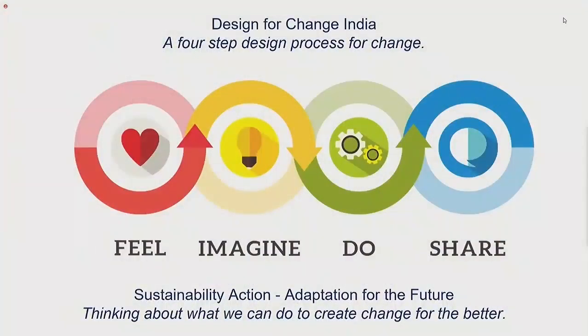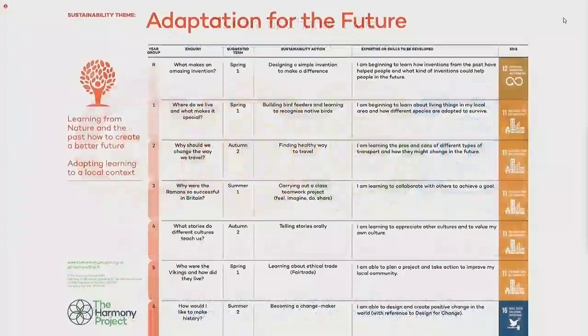We work closely with, you may know this organization, Design for Change in India. They have their global conference next week in Ahmedabad. They have a beautiful 4-step process: feel, imagine, do, share. Feel what bothers you, imagine what you can do about it, and share your story. So what a lovely way for children to just think about projects of change for the future.